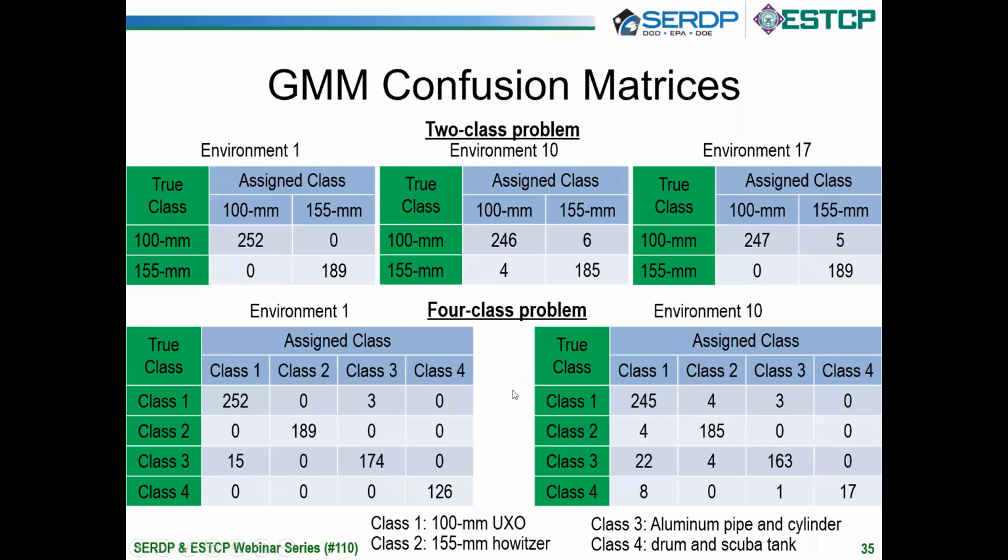Now, when we get to the 4-class problem, you're now trying to make a statement of not only are they targets, but what kind of targets they are. And here again, we are showing how well we have performed in 2 different environments, a mud environment and a sand environment. The mud environment turns out to be fairly, I don't want to say easy, but it's much easier than environment 10 in getting the classification correct. And principally that is because the reverberation in environment 1 is less than the reverberation in environment 10, and therefore the signal-to-noise ratio is better in environment 1 than environment 10.